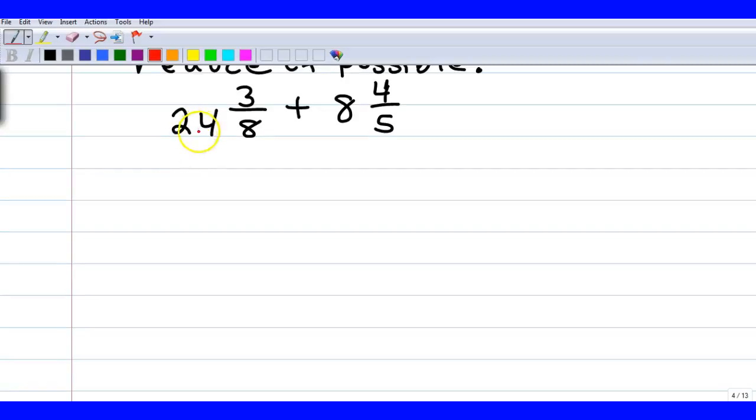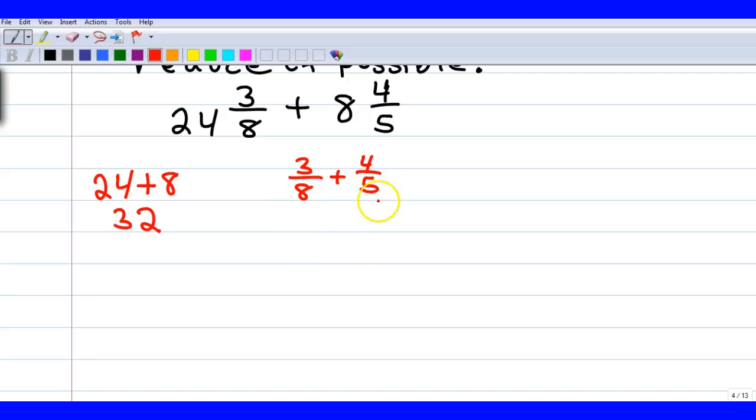Alright, so we'll start by separating out the 24 and the 8 from the problem. We have 24 plus 8, and this makes 32. On the other side, we'll pull out the fractions. We have 3/8 plus 4/5. Again, like with the subtraction earlier, we'll need to find a common denominator before we can sum these two together.